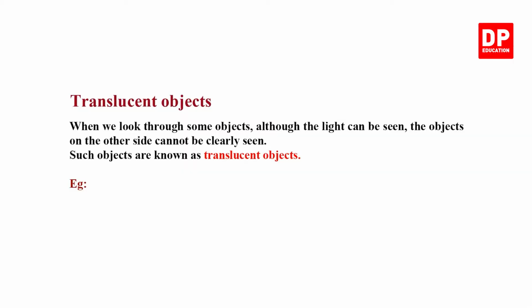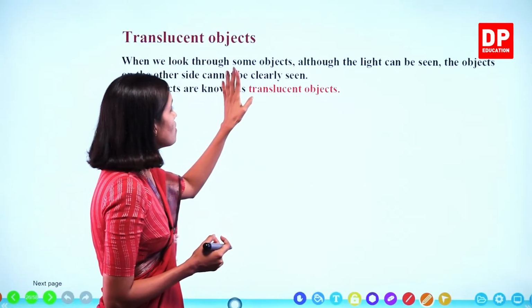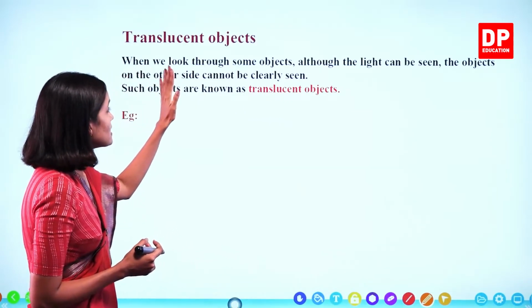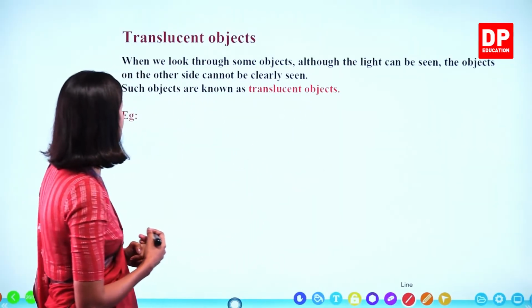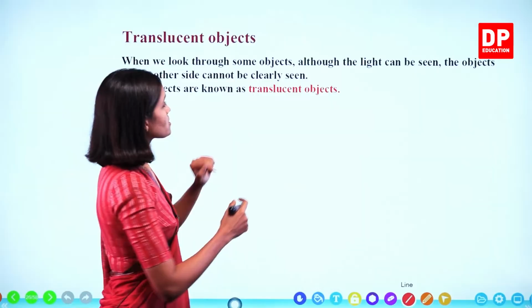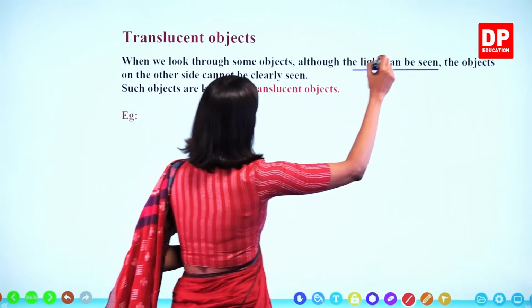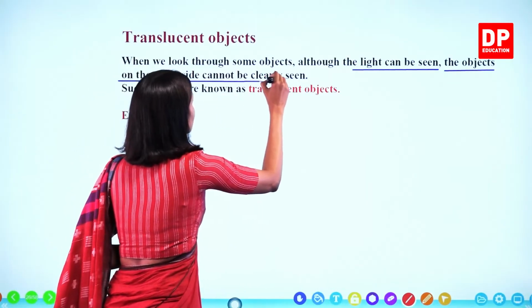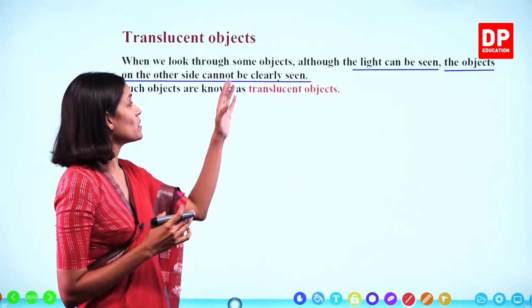Now, the next one, translucent objects. What are translucent objects? When we look through some objects, although the light can be seen, the objects on the other side cannot be clearly seen. We discussed these types of materials too. We learn the reason for this too. So what is the reason?